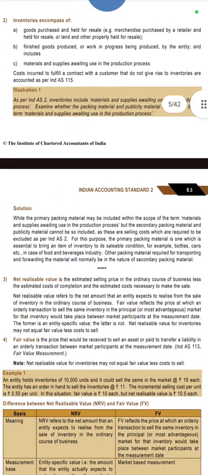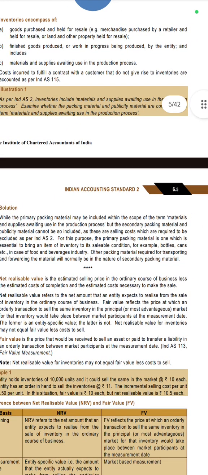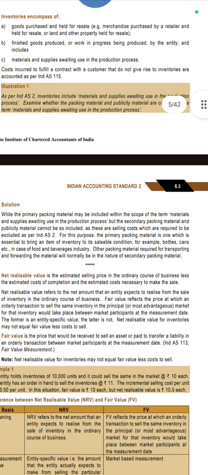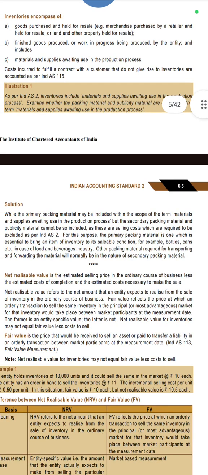If we look at the solution, it says that the primary packing material will be included within the scope of material and supplies awaiting use in the production process, but the secondary packing material and publicity material can't be included, as these are selling costs which are required to be excluded from Ind AS 2. The primary packing material is the one which is essential to bring an item of inventory into a saleable condition, for example bottles and cans in the food and beverage industry. Other packing materials used for transporting and forwarding the material will normally be secondary packing material and will not form part of Ind AS 2.